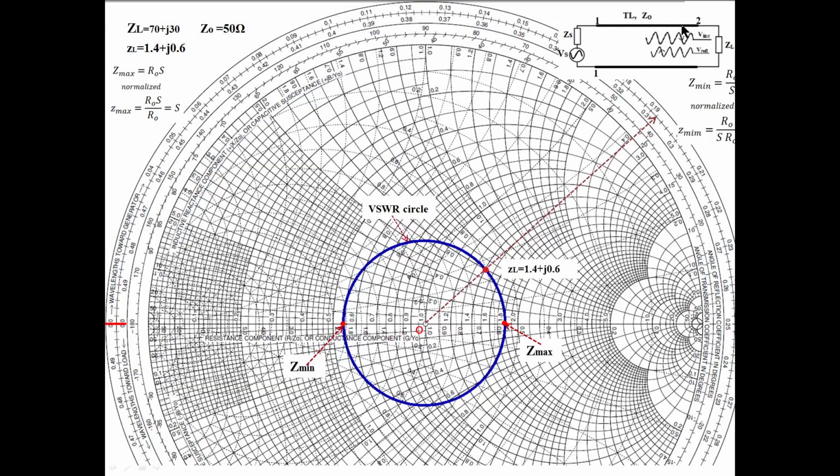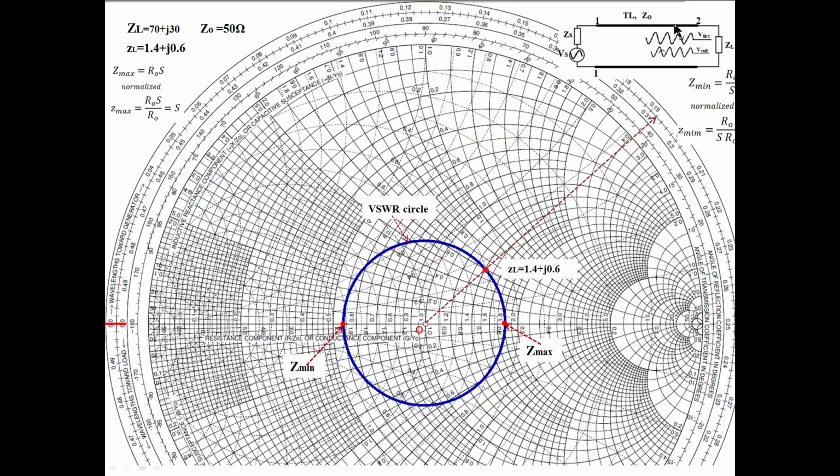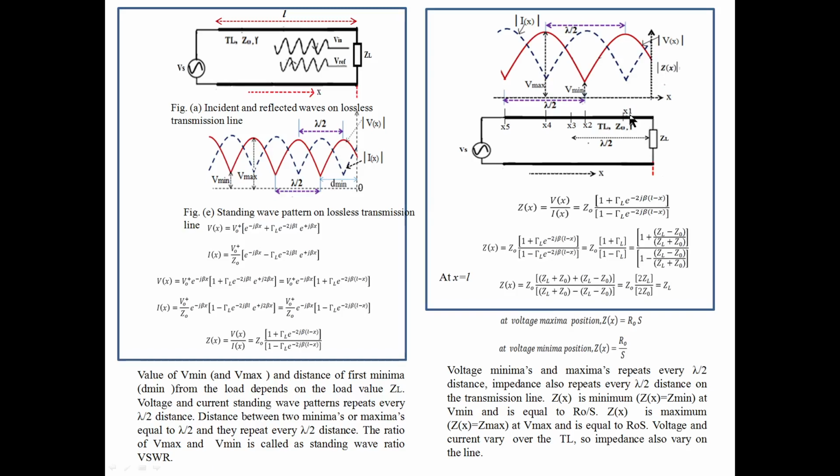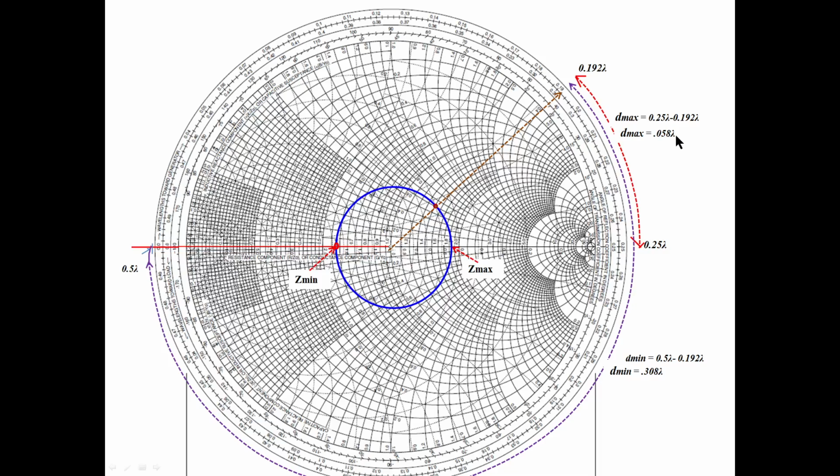So we moved like this and stopped wherever the maxima is, and we measured the distance from here to here. So the maxima is at that distance. Wherever the maximum impedance is, we stopped and measured the distance from the Smith chart. Take the difference, and that gives the distance at which the maxima is observed, 0.058 lambda. You can find it easily from the Smith chart.